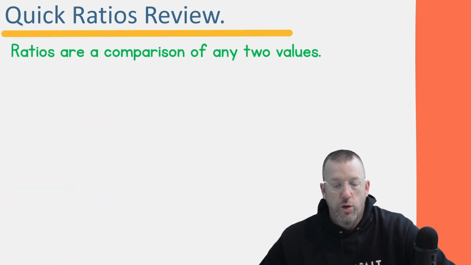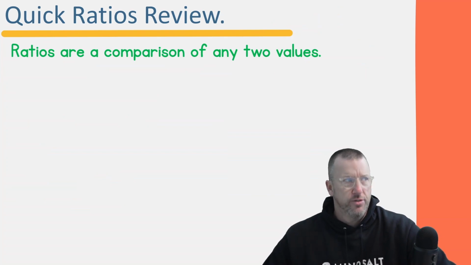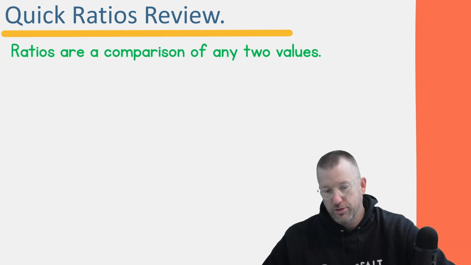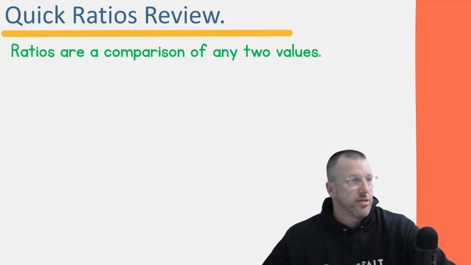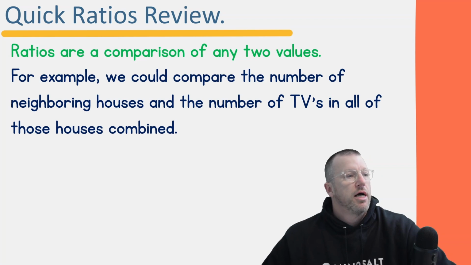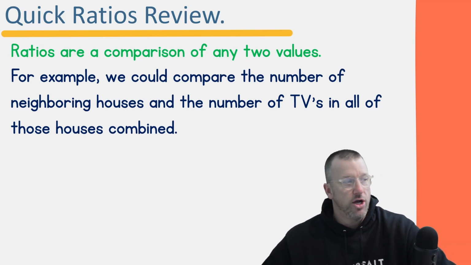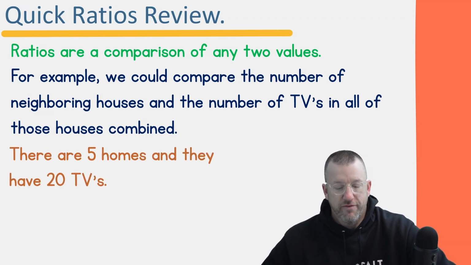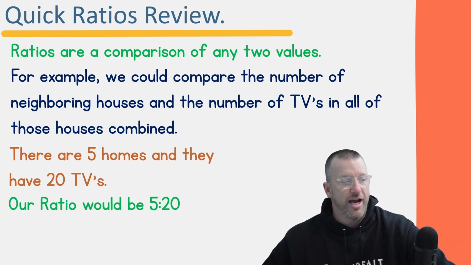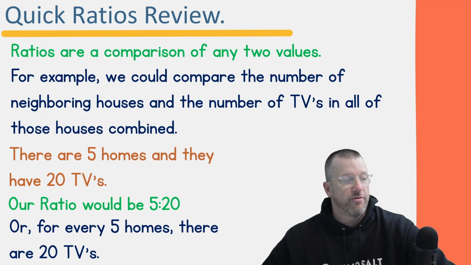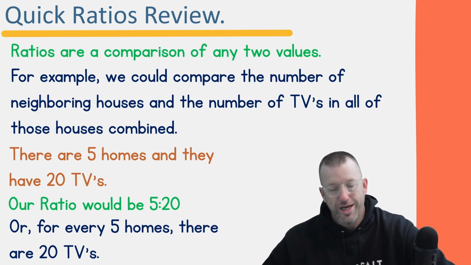Okay, let's do a quick ratio review. Ratios are the comparison of two values, like you just saw in that vocabulary, cats to houses or boys to girls in a classroom. For example, we compare the number of neighboring houses and the number of TVs in all those houses combined. So in a neighborhood, there may be 5 homes, and in those homes, they have 20 TVs. So our ratio would be 5 to 20. And you could say that for every 5 homes, there are 20 TVs. All right, just a quick ratio review.